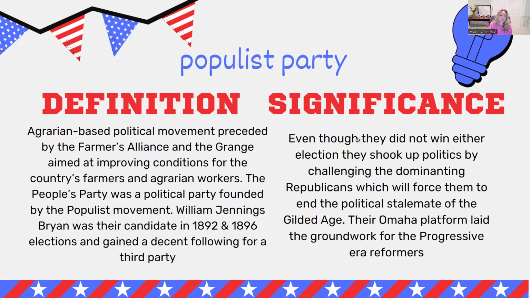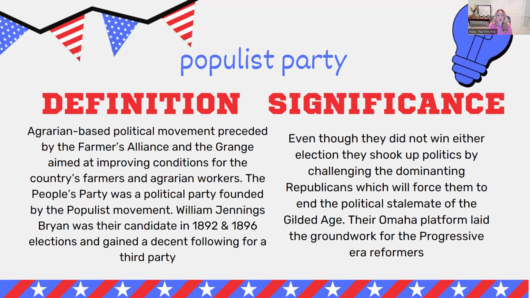So this is an agrarian or farmers-based movement that was preceded by the Farmers Alliance and the Grange movement and all those other farmers that were upset about all the other problems they're experiencing during the Gilded Age, by monopolies, by banks, by the government, by a climate, all that kind of stuff. And so the People's Party is kind of another word to call the Populist Party. It's a political party that was founded by these farmers. William Jennings Bryan was their candidate in the 1892 and 1896 presidential elections, and they gained a decent following for a third party, but they didn't win.